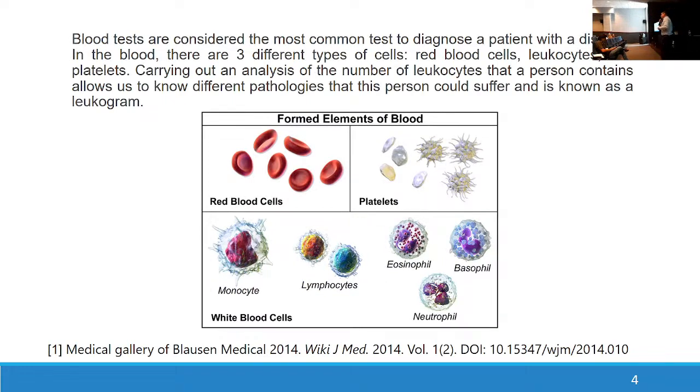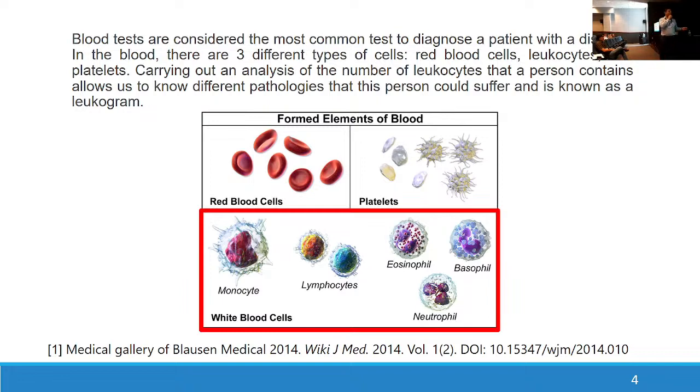Well, first of all, we're talking again about blood tests. Blood tests are considered the most common test to diagnose some people or patients with a disease. In the blood, as I said before, there are 3 different types of cells: leukocytes, blood cells, and platelets. Carrying out an analysis of the number of leukocytes that a person contains can lead us to know if that person has an infection. We can also detect certain types of cancer. So we're going to be focused on the white blood cells.